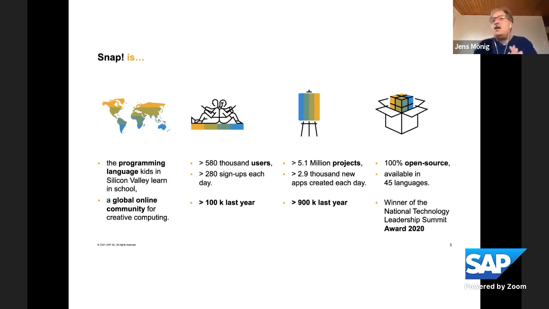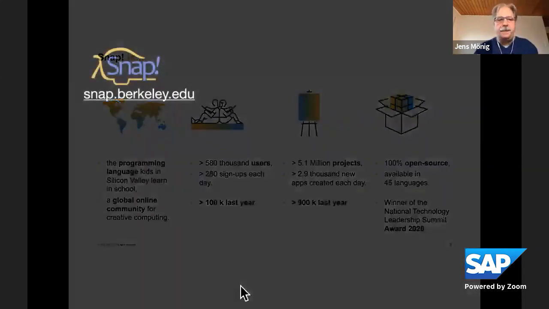All of this is truly open source. There's nothing proprietary in there. It's all on GitHub. You can look at it. You can fork it. We've got a great community. Snap has been translated into 45 languages, and we've also gotten an award for it last year.